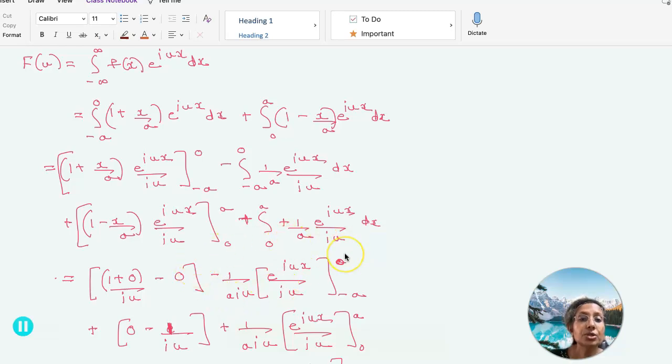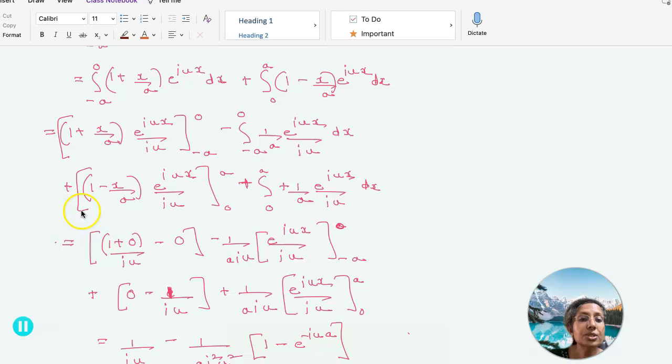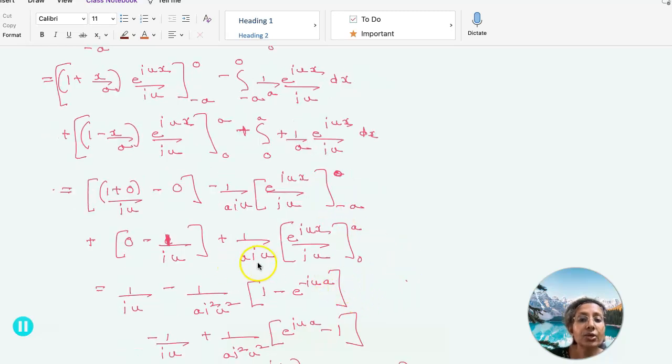So when I substitute, this becomes 1 plus 0 by iu, because e raised to 0 is 1, and when it is a, it becomes 0. Minus 1 by aiu, this will be e raised to iux by iu within the limits minus a to 0. Again, this will give you 0 minus 1 by iu. And plus 1 by a, integrating, you get e raised to iux by iu. I'm taking out the aiu here within the limit 0 to a.